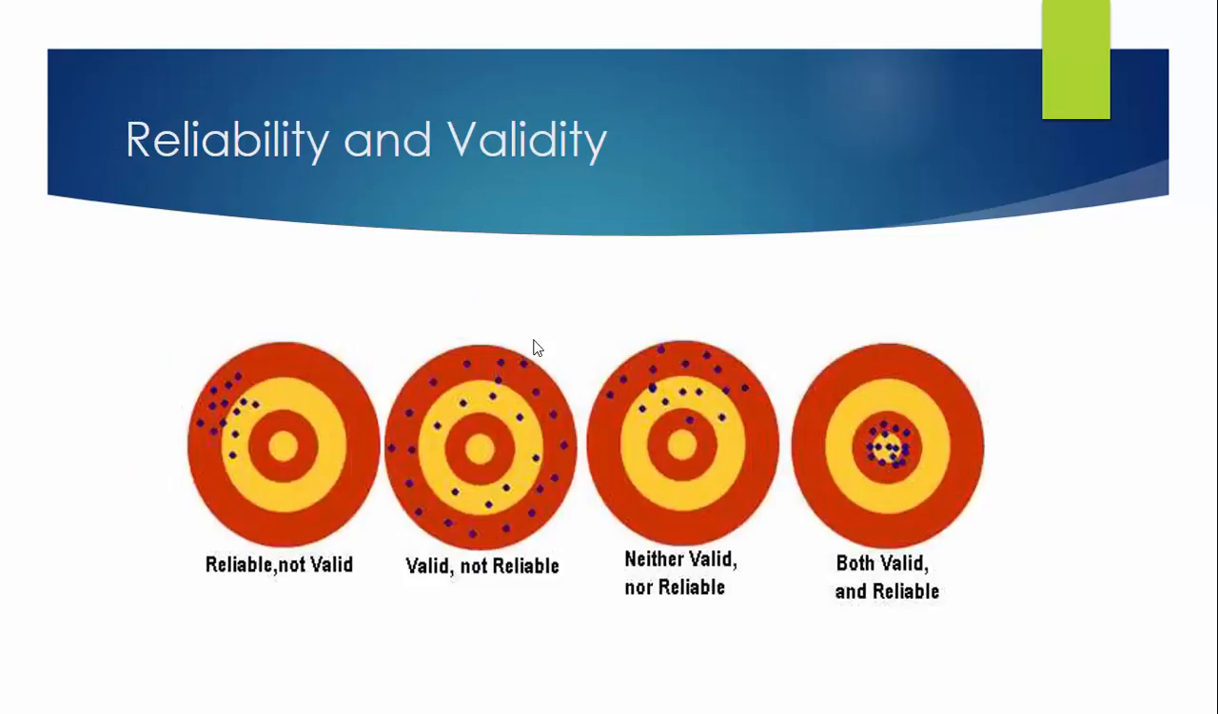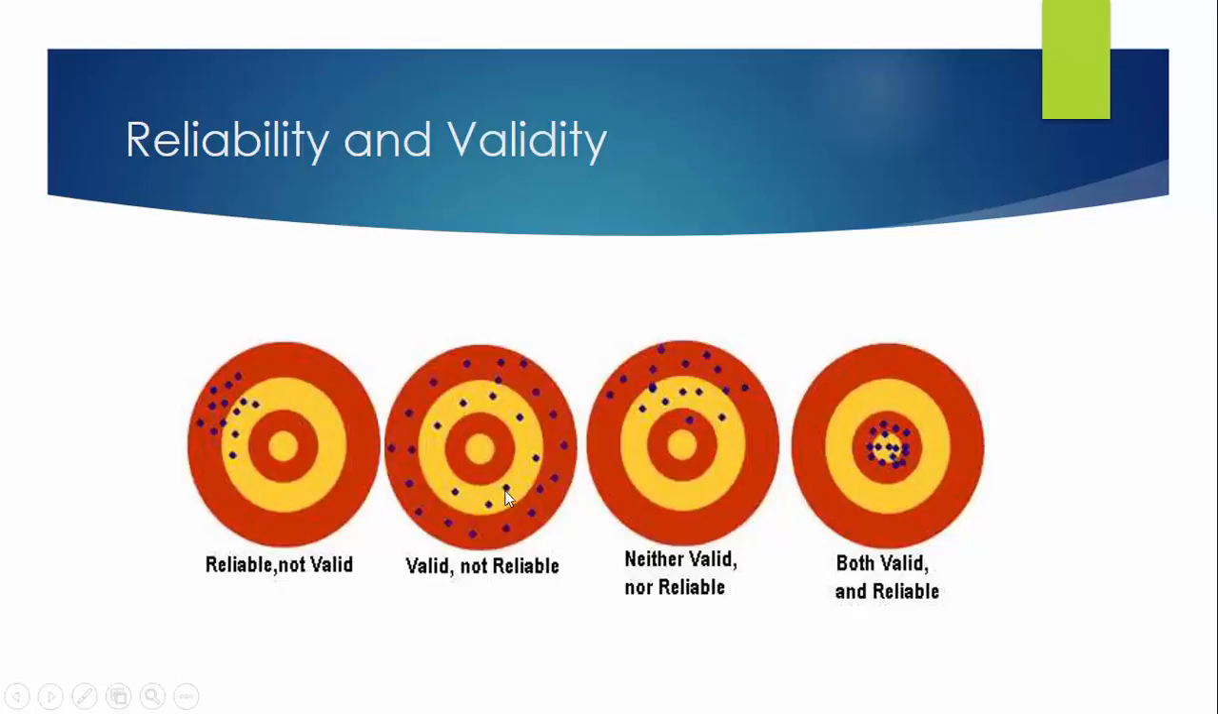Let's discuss reliability and validity together. The targets are a great example. You can have a tool that is reliable but not valid, as in this target, where the measurements are all consistent, they're all in the same area, but they're not where we want them. They're not on the bullseye.